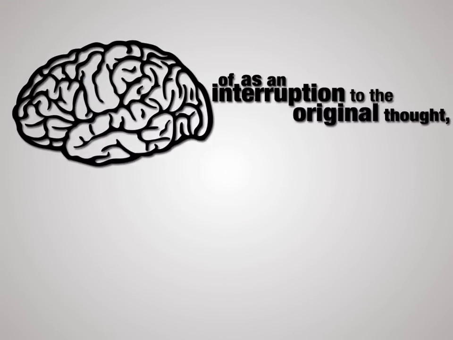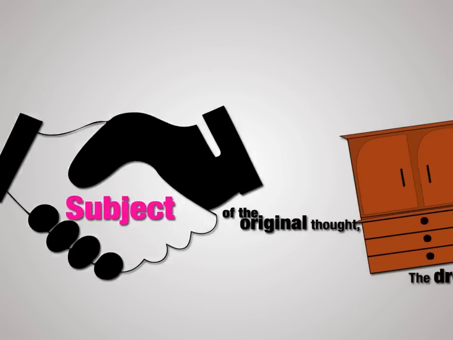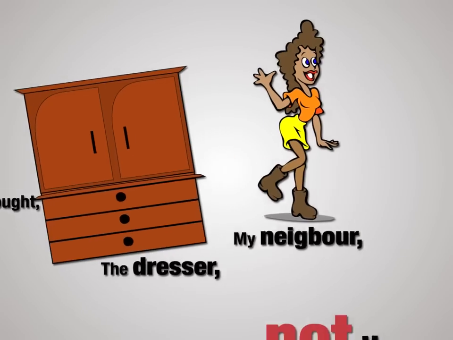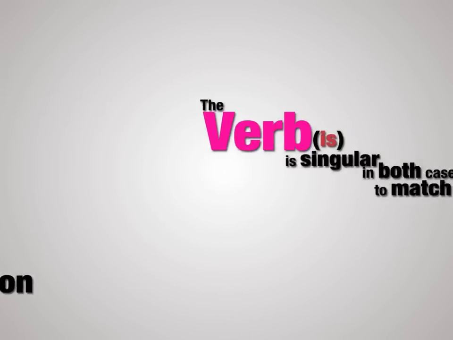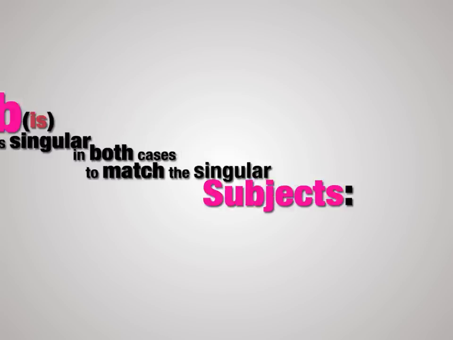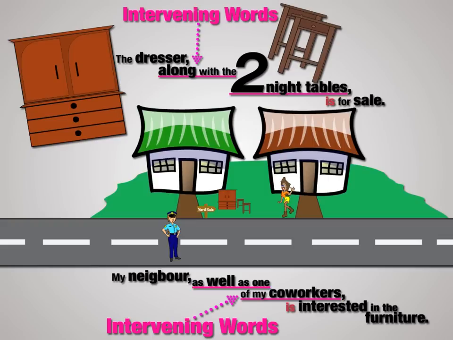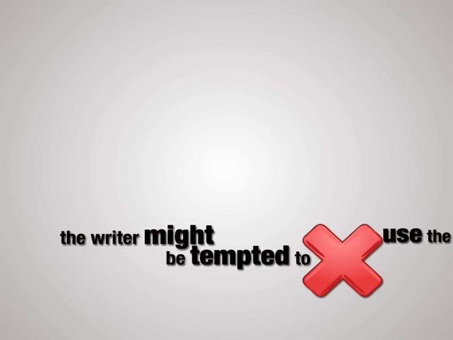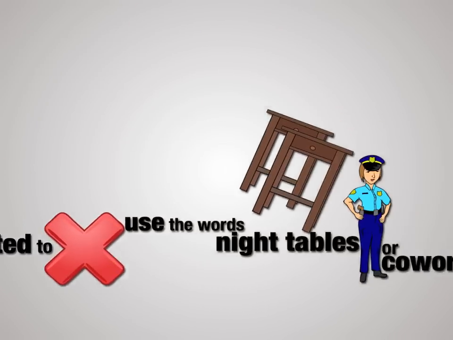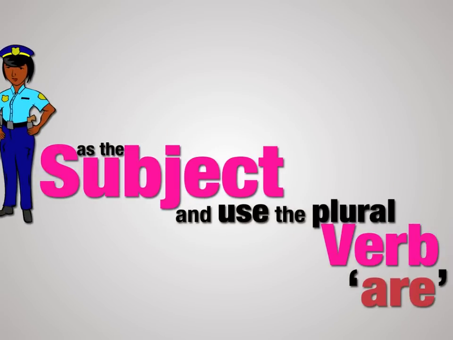These words can be thought of as an interruption to the original thought, and the verb must agree with the subject of the original thought, dresser and neighbor, not the interruption. The verb is singular in both cases to match the singular subjects, dresser and neighbor. If the intervening words are not removed, the writer might be tempted to incorrectly use the words night tables or co-workers as the subject, and then to use the plural verb are instead of is.